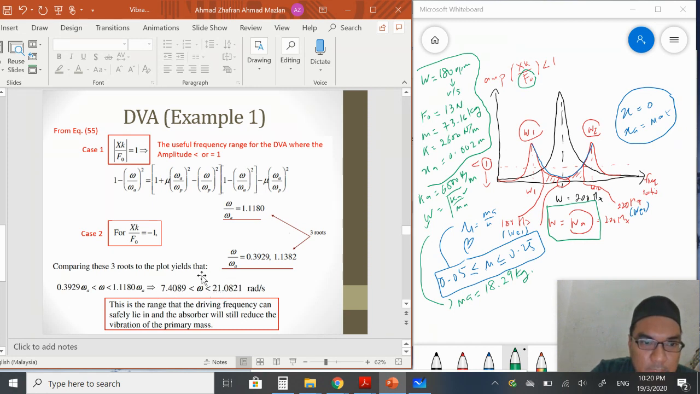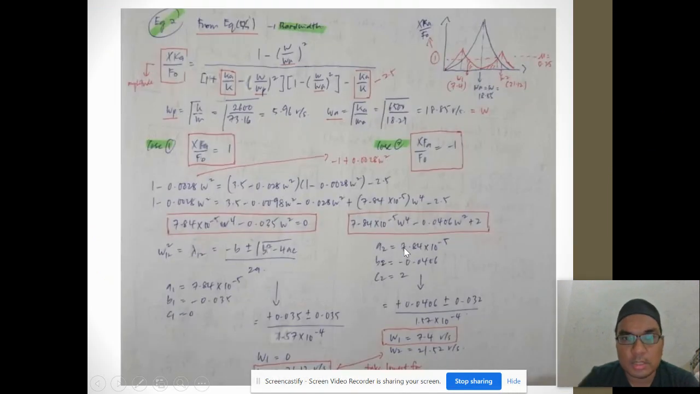So this is basically the range of your effective frequency range, the omega E1 and omega E2. This is the range that the driving frequency can safely lie in, and the absorber will still reduce the vibration in this primary mass. So this is in this area. The next slide shows you the detailed calculation. You can try to recalculate it one by one.